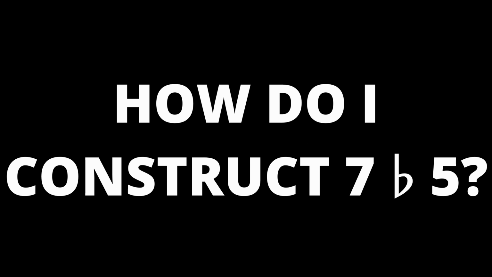Dominant 7th chord not doing it for you? Add something different with the 7 flat 5 chord. You just heard a C dominant 7th flat 5 chord. These chords are written in notation with the number 7, the flat symbol, and the number 5 after the chord letter. Now you might be asking, how do I construct these 7 flat 5 chords?